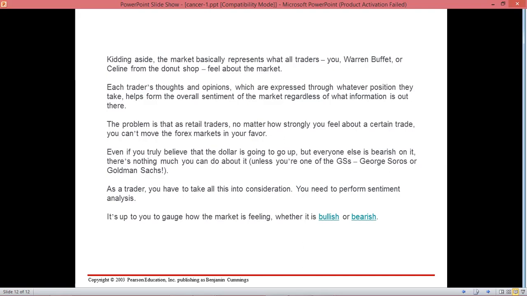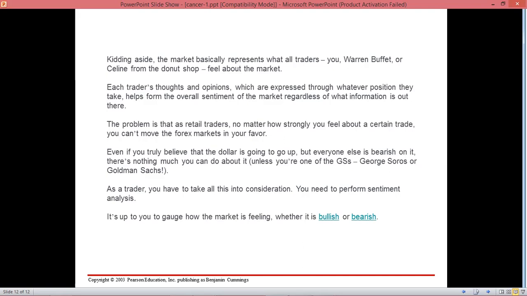You can only feel that this market will move a certain way, and check your confirmation. If you see it is moving, then you can join. If you see it's not moving, then don't join. I will explain that later. But remember that you can't move the forex market. You can't force the forex market in your favor. You cannot do that.